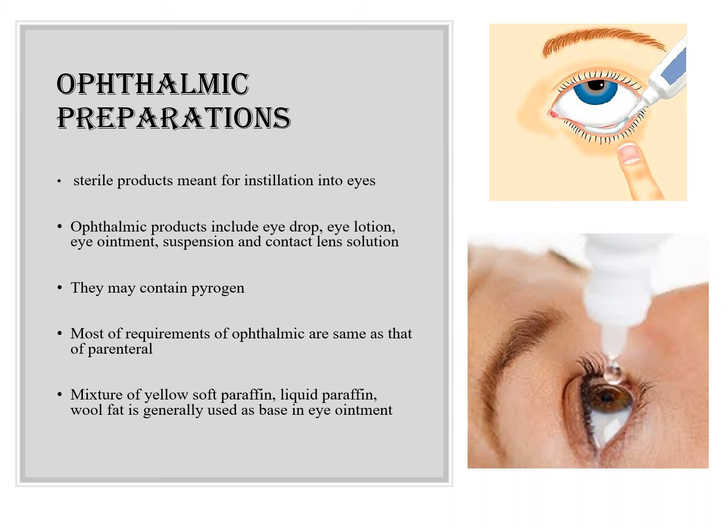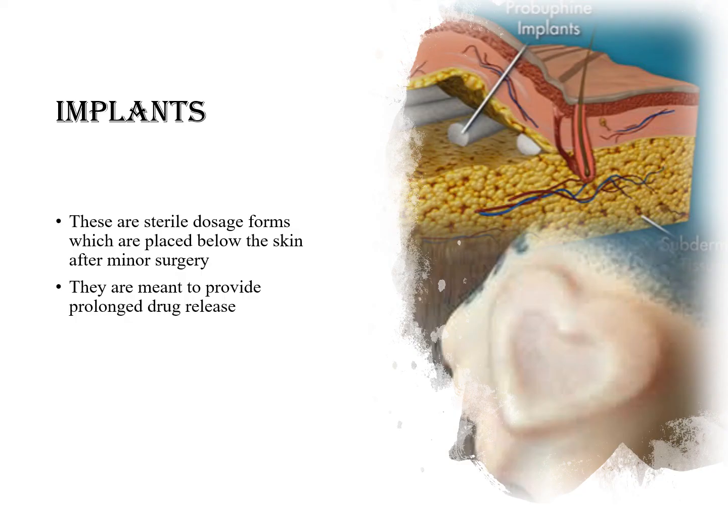The next we will see, that is ophthalmic preparations. These are the sterile products meant for instillation into eye. Ophthalmic product includes eye drop, eye lotion, eye ointment, eye suspensions and contact lens solutions. They may contain pyrogen. Most of the requirements of ophthalmic are same as that of the parenteral. Mixture of yellow soft paraffin, liquid paraffin and wool fat is generally used as a base in eye ointment.